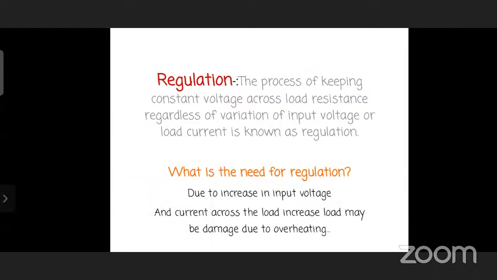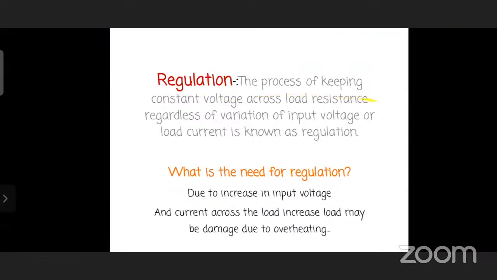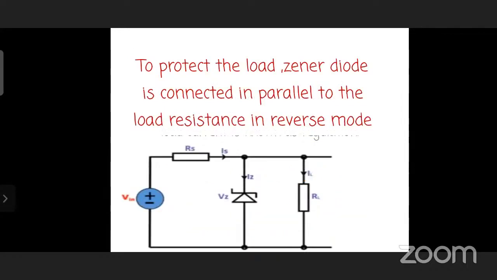Now, when we are talking about Zener diode as a voltage regulator, the question arises: what do you mean by regulation and what is the need for regulation? Regulation is the process of keeping constant voltage across the load resistance regardless of variation of input voltage or load current. The need for regulation is that an increase in input voltage and current across the load may damage it due to overheating. To overcome this and to protect the load, the Zener diode is connected parallel to the load resistance in reverse mode.